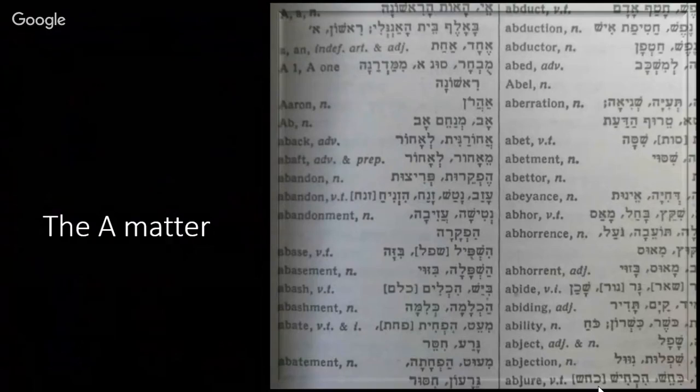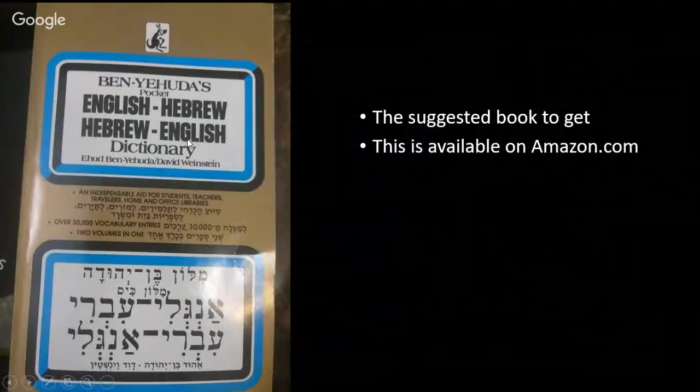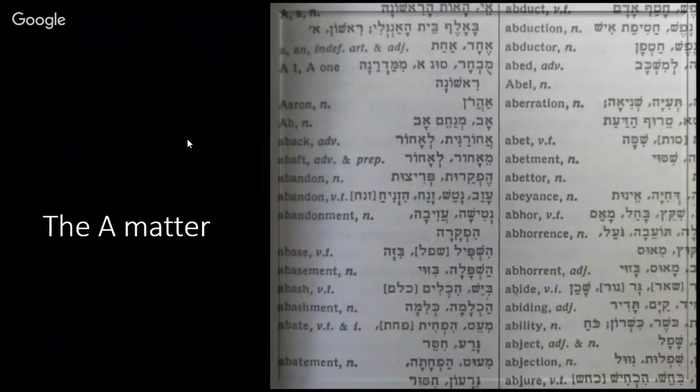Now, what you're looking at, brothers and sisters, is called the A matter. This is in regards to this dictionary here, as you see, English-Hebrew, Hebrew-English. One part goes from English to Hebrew, and the other part goes from Hebrew to English. We want to show how that's used and how that is manifested. Are there any questions or comments concerning this before we get into the actual core of the matter?